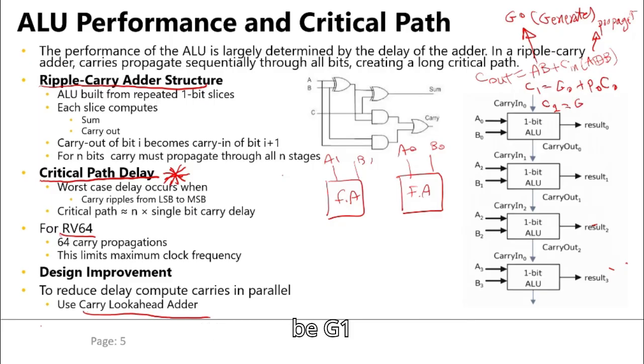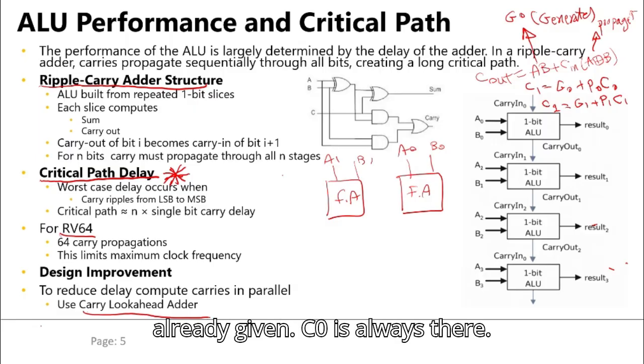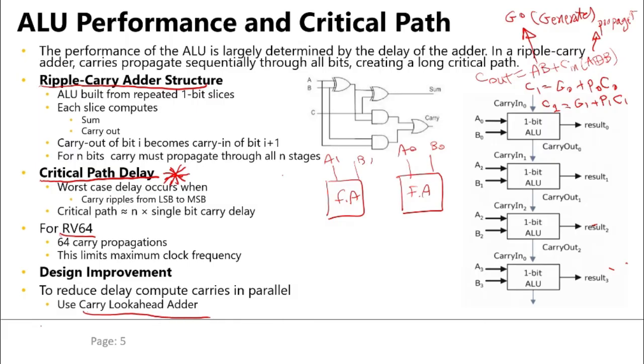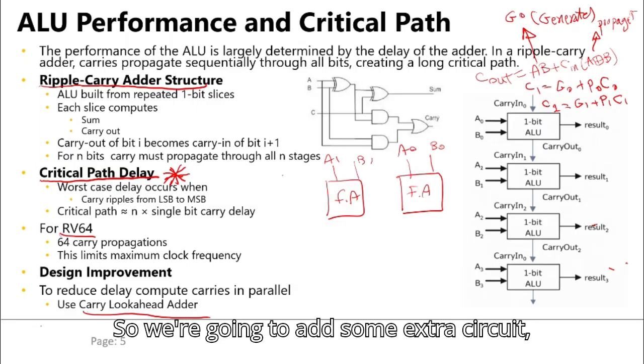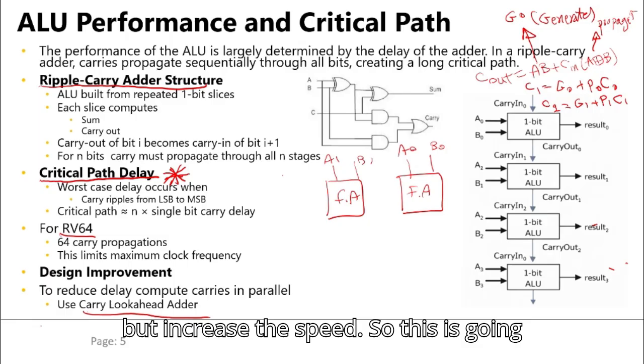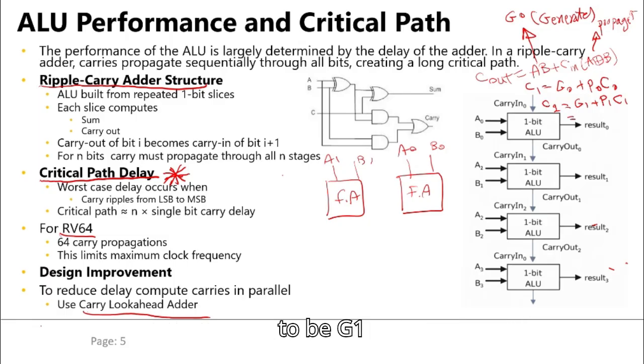It can be G1 plus P1 C1, but instead of using this C1, we can copy this here. Instead of using C1 here, I use C0, as this is already given. C0 is always there. So we're going to add some extra circuit, but increase the speed. So this is going to be G1 plus P1.